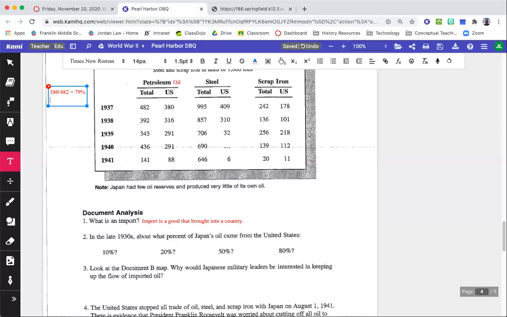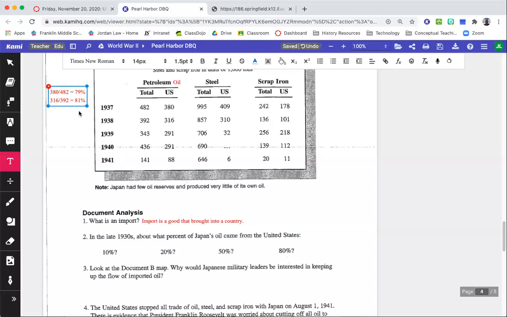Okay, let's try another year just to see, because our choices here are 10, 20, 50, or 80%. Right now it looks like it's closer to 80%. But let's do another year just to make sure that it's staying consistent. So let's go with 316 divided by 392. See what that equals. 316 divided by 392 actually equals 81%.